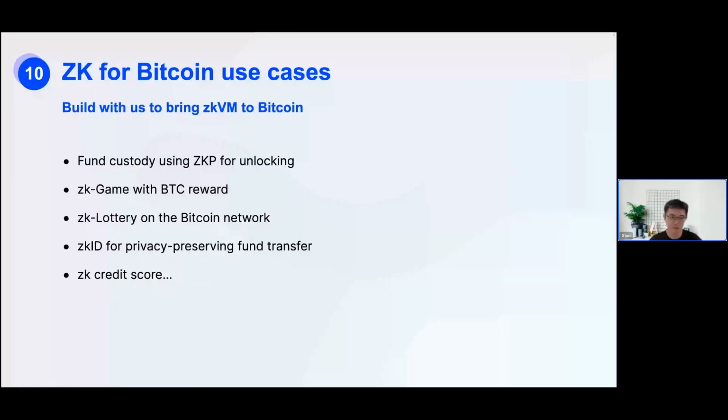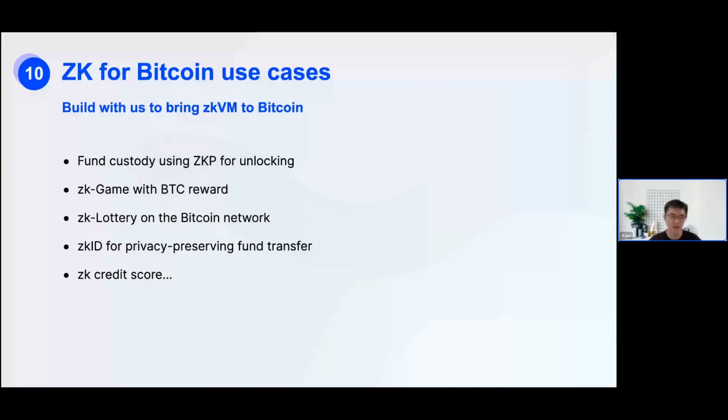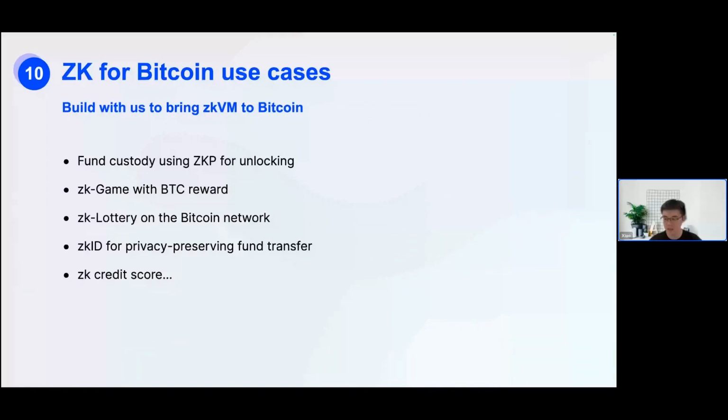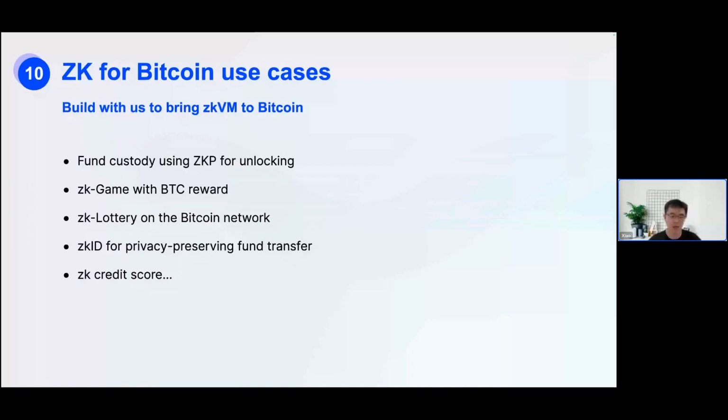You can do lottery, so you can prove to other people that you have won a lottery without showing the details or the cards, for example, in your hand, and you can prove it to the Bitcoin network to get your reward. We can do ZK ID, so basically you can prove certain things about yourself: your credit score, your identity, your nationality. Is your income within a certain range? Things like that.